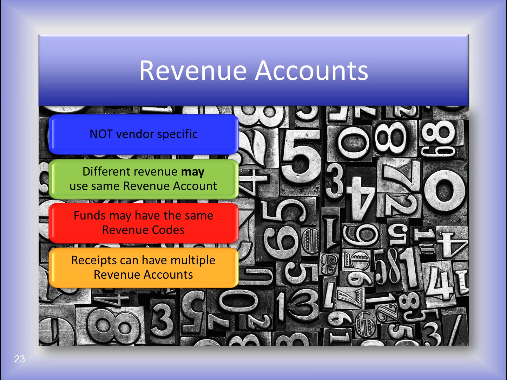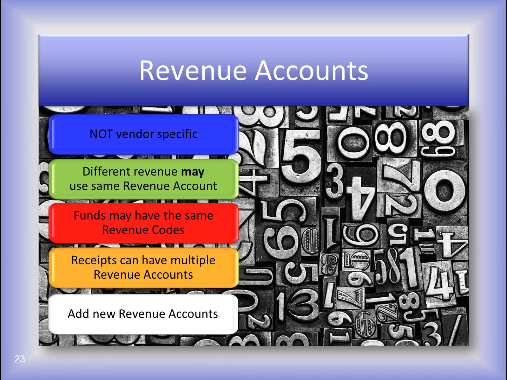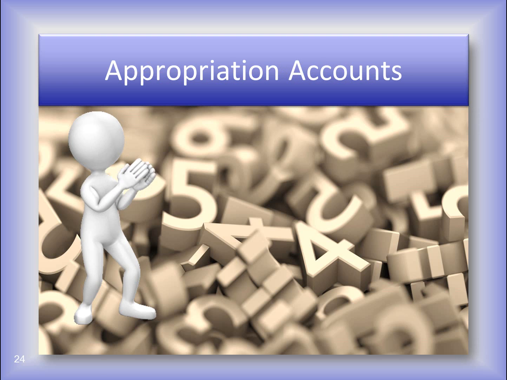its proper revenue account. When you receive money that doesn't fit into the revenue accounts you already have, you must review the Uniform Chart of Accounts for the revenue codes and add the new code to the fund, and then you can post the receipt to the new revenue account. Now that might sound simple, but that is often a problem.